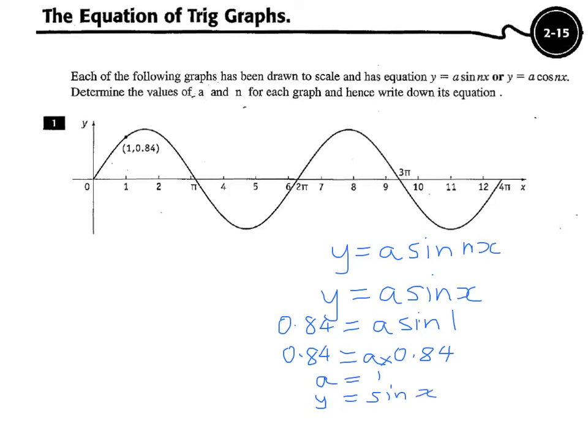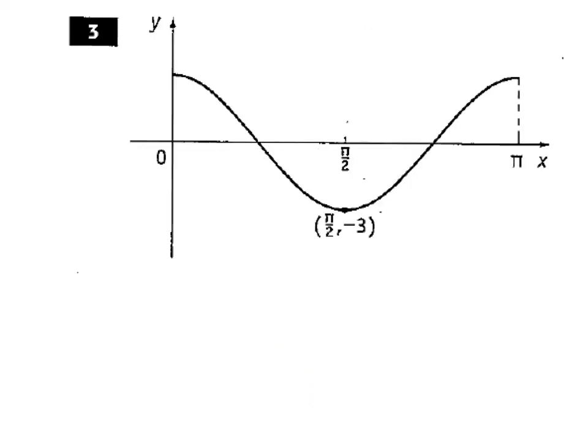Okay, let's have a look. I'm not going to do all the ones on these, a couple to give you a bit of an idea. Looking at number 3 now, you can see the period of this graph is pi, and you can also see that it's starting up here. So that means it's not going to be a sine graph, it's going to be a cosine curve.